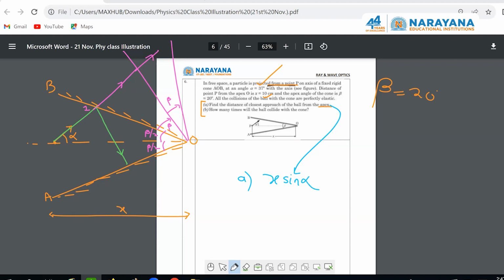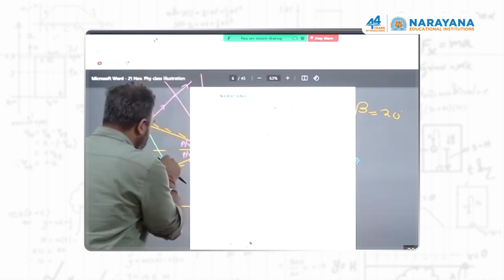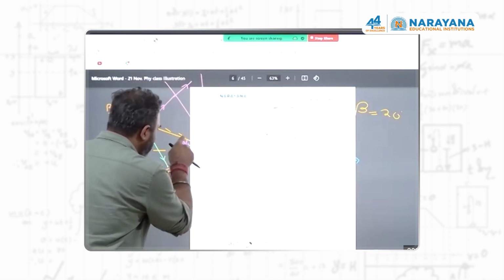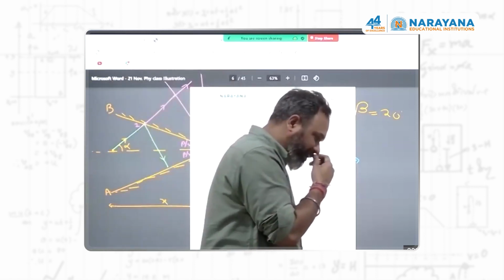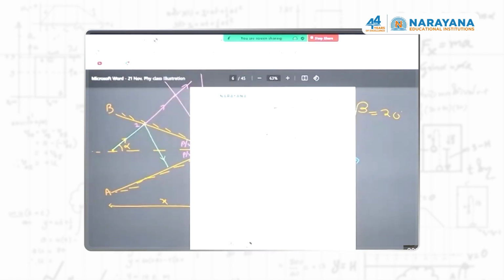And secondly, I had to find out the number of times the reflection will happen. Remember, he can also talk about other parameters. I'll answer those parameters when it goes close, so we'll look into that. But let me first answer how many times it will reflect.